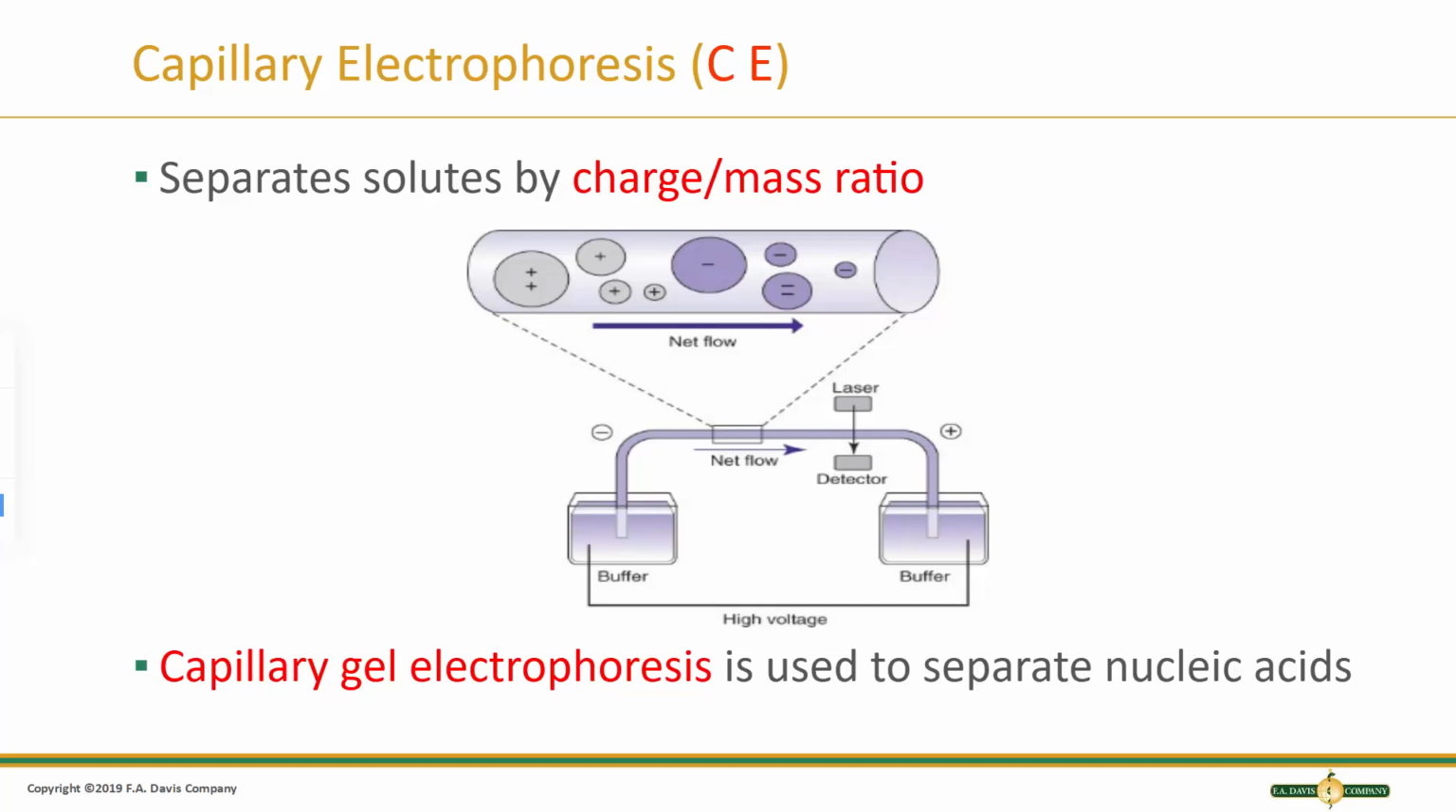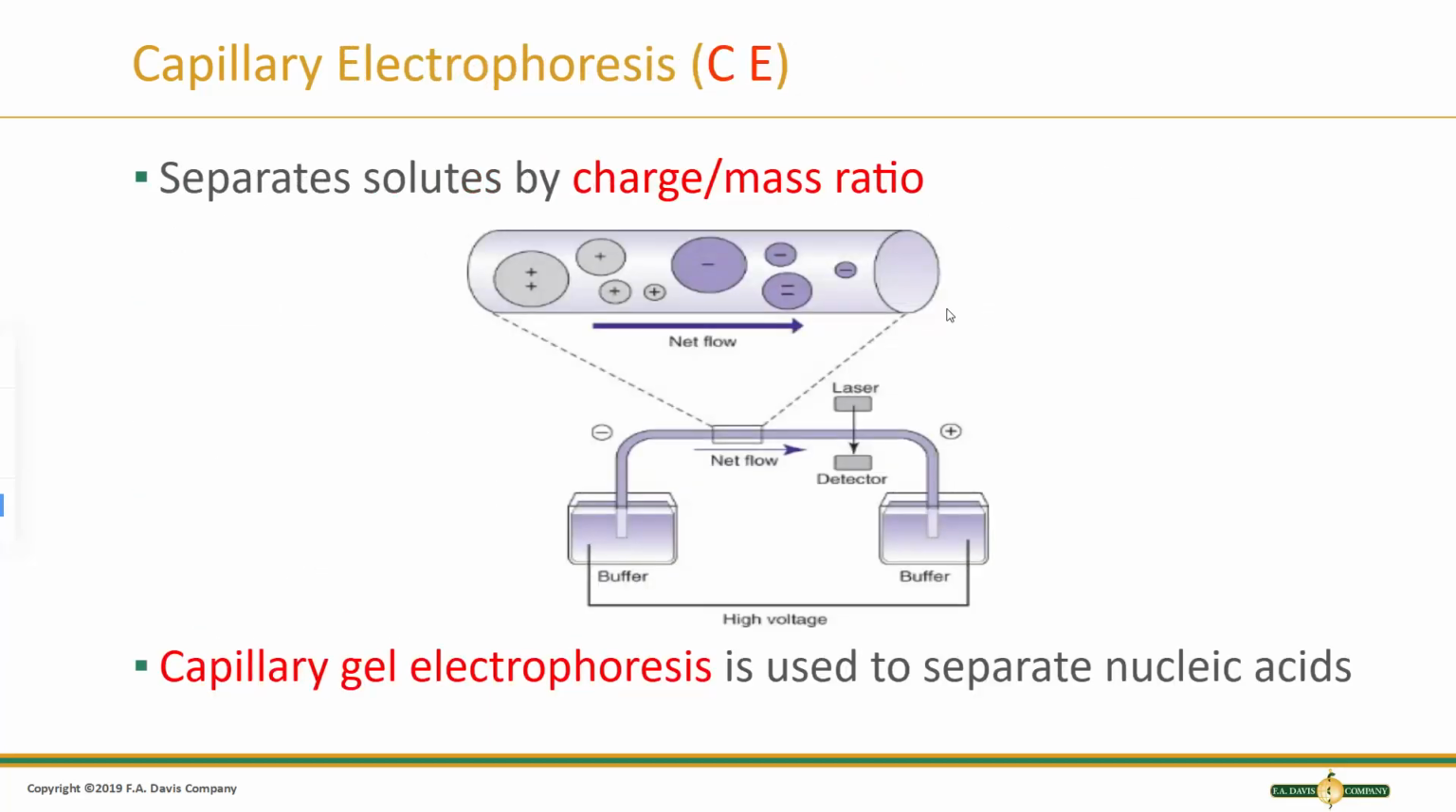We also have capillary electrophoresis, or CE. This separates solutes by charge-mass ratio. Capillary gel electrophoresis is used to separate nucleic acids. So this is what it looks like. You have buffers on each side. There's a negative, there's a positive end, and then you're going to have the sample being sucked up by capillary action, and as they go through, they're separated by the charge and mass ratio.